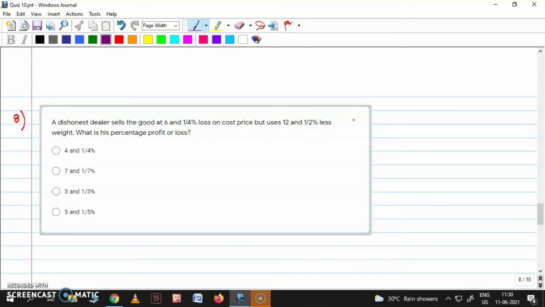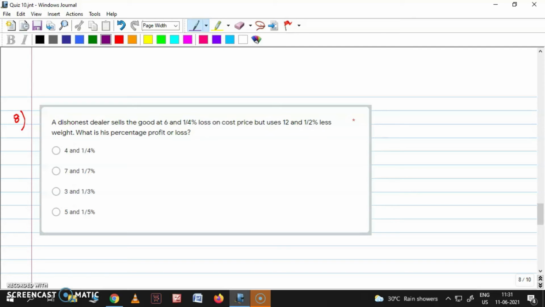Yeah, this is the 8th question. A dishonest dealer sells the goods at 6 and 1/4% loss on cost price, but uses 12 and 1/2% less weight. So what is his percentage profit or loss? This is a very good question.